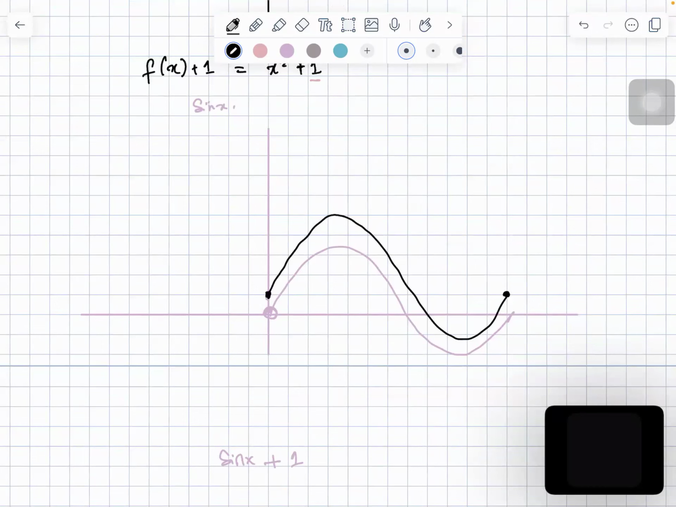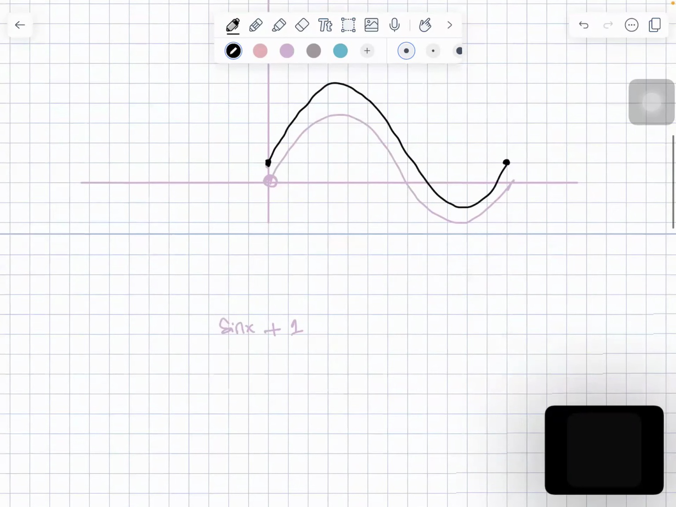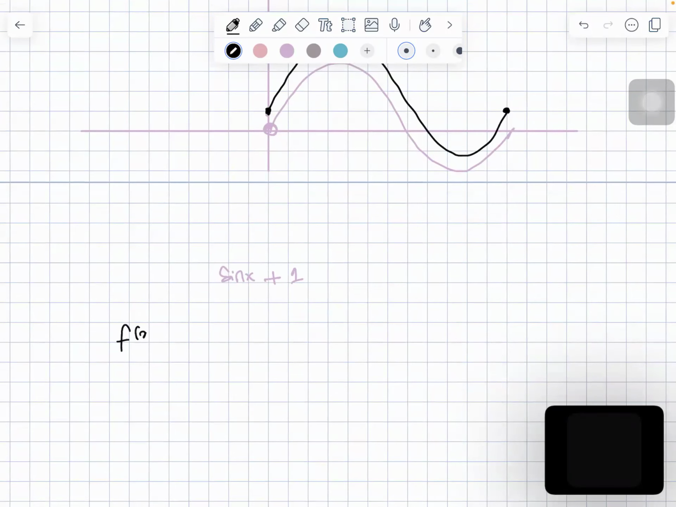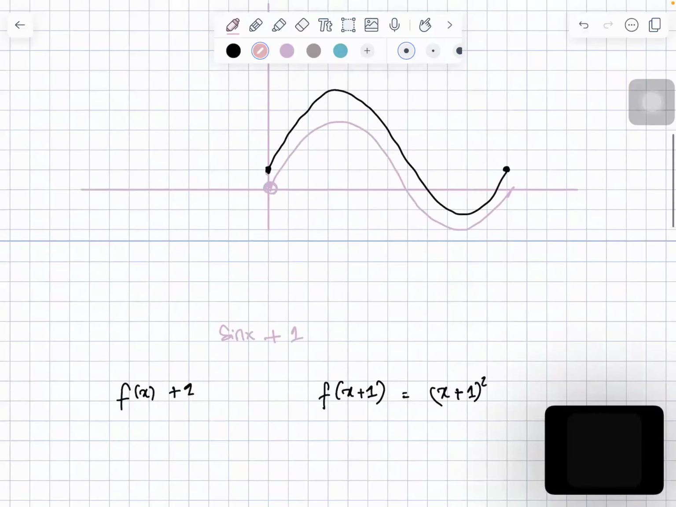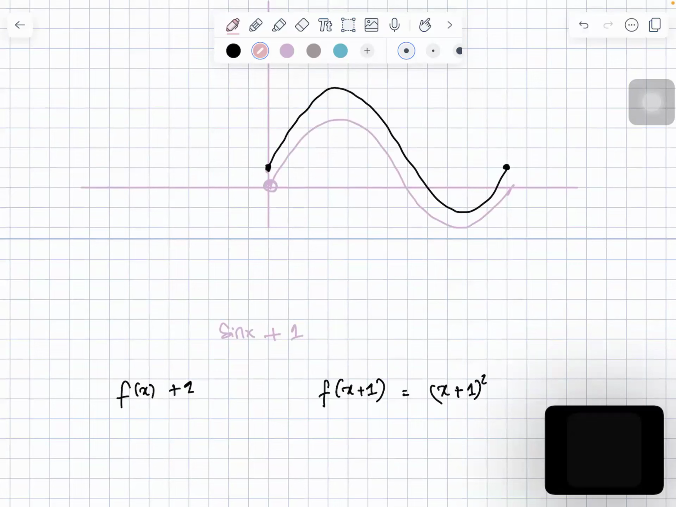Now, what if I didn't do this, and instead I did this? It's going to move left once. Exactly. If it's a positive one, we move it to the left. If it's a negative one, then we move it to the right. So if it were the case of a sine graph and it was plus 1, it would have gone here.